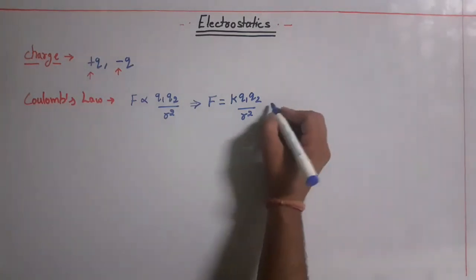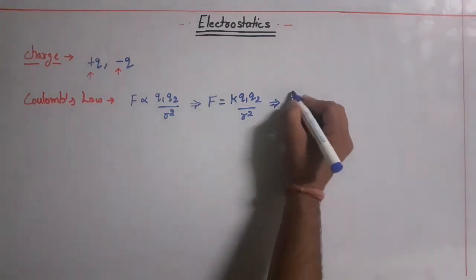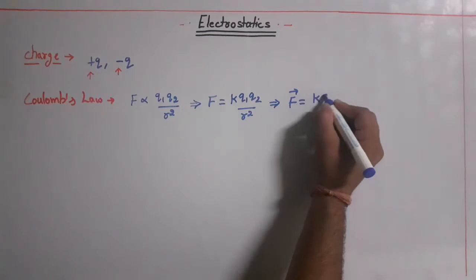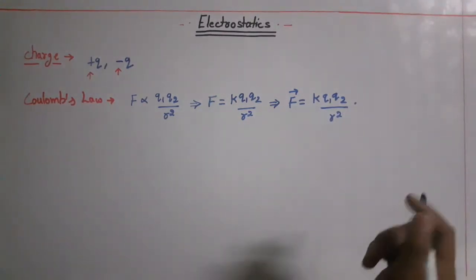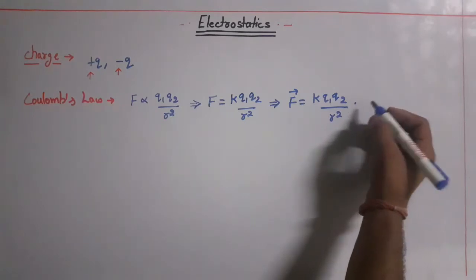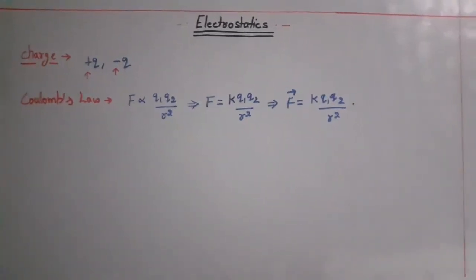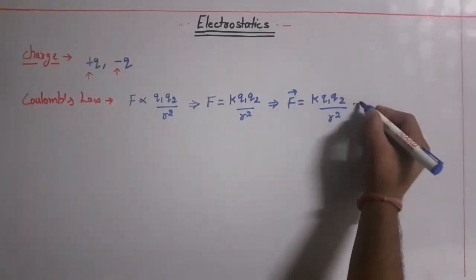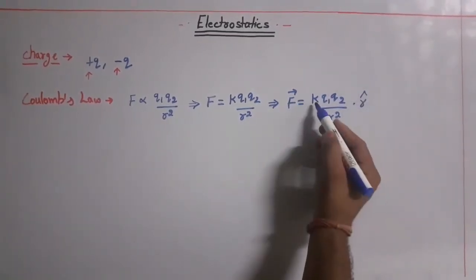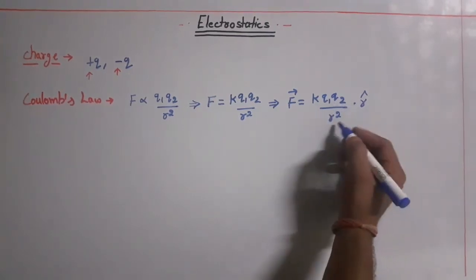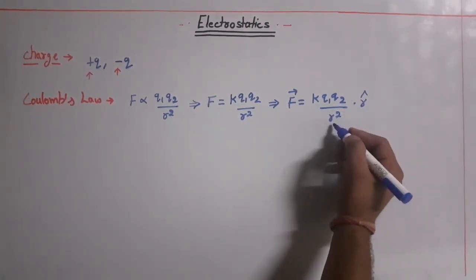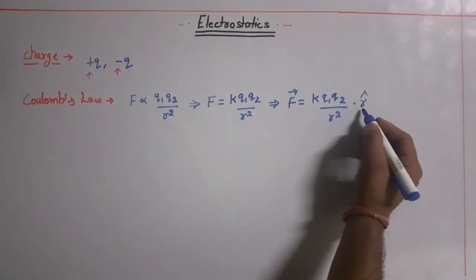And if we want to write this force in vector form, what do we have to do? We have to add direction into this formula. So it will become K Q1 Q2 by R square into the direction of force. So what is the direction of this force? This force will have the direction of R. Why? Because here K, Q1, Q2, all of these are scalar quantities, only R can be in vector form. So we add the direction of R.